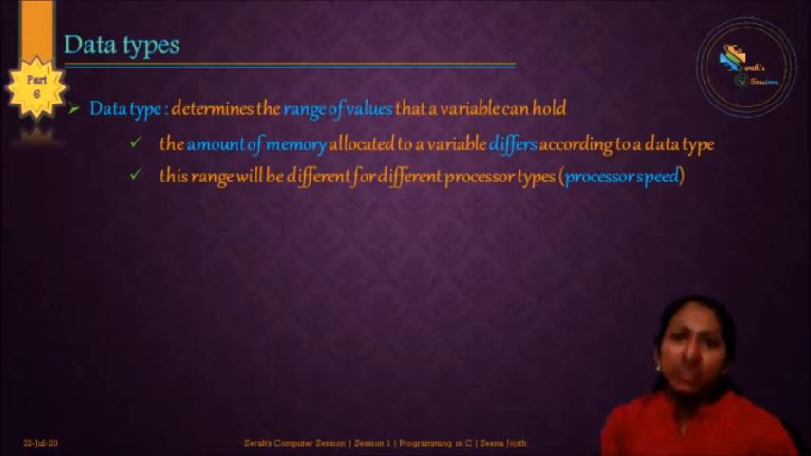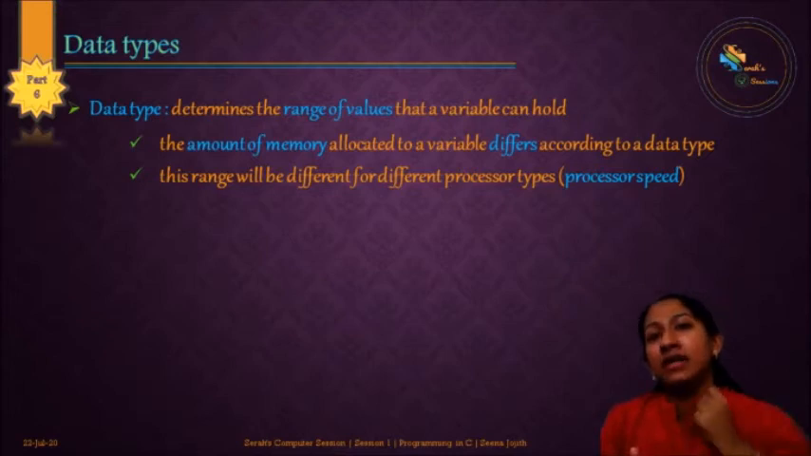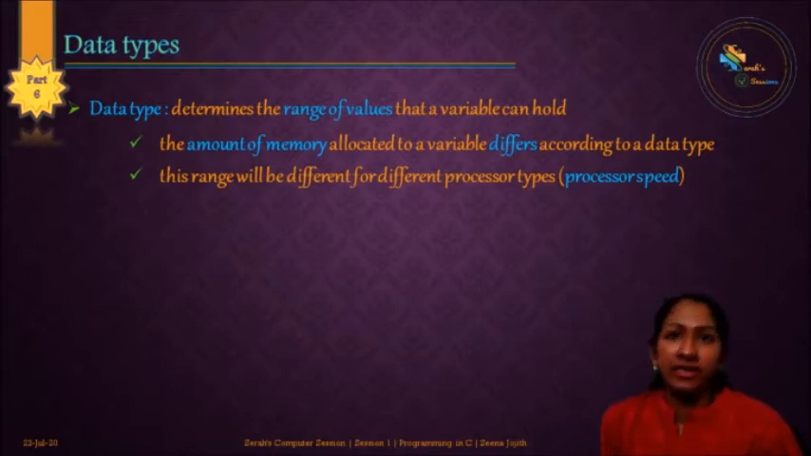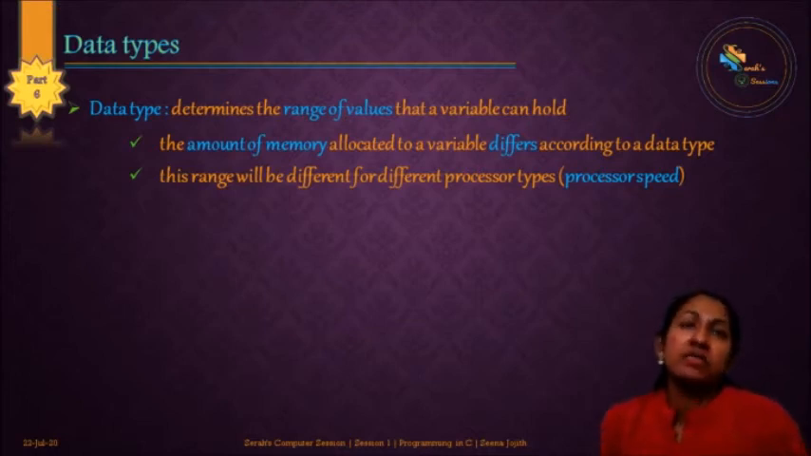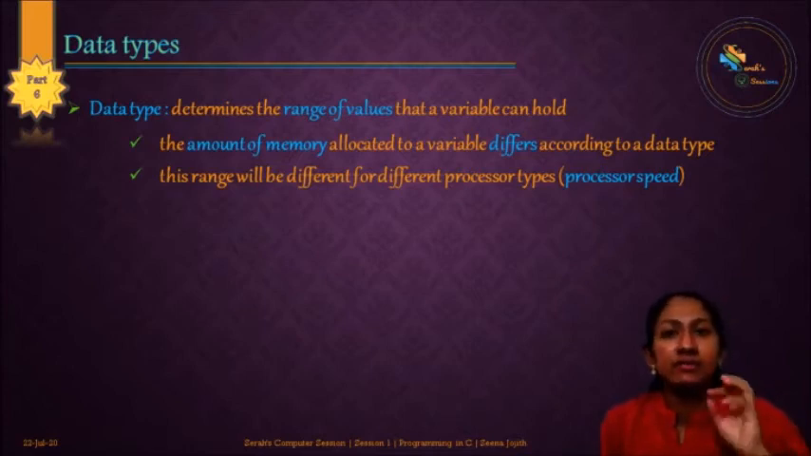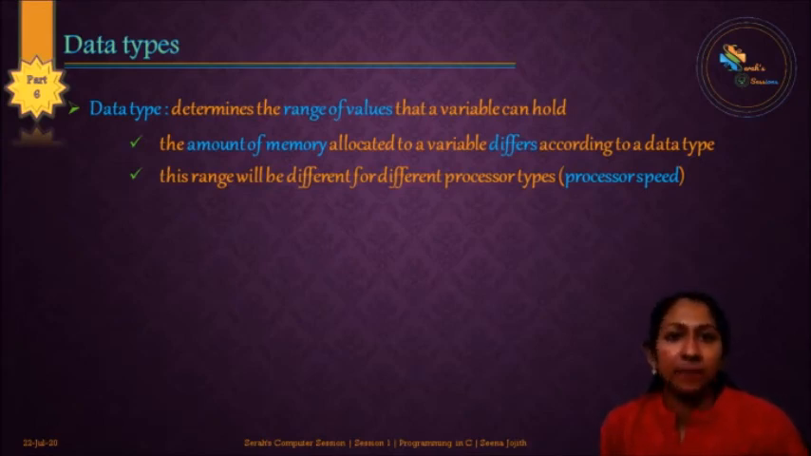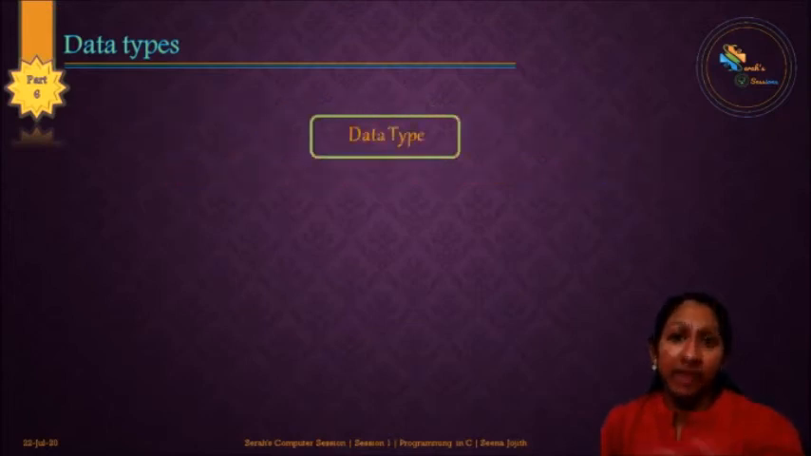So depending upon the speed of the processor, the range of values for data types can be different. Actually, the range does not really depend on the processor speed, but on a lot of factors like the operating system, the storage format of the programming environment that we are using, etc. Okay, so when we learn data types and the range of values for the data types, we usually learn them with respect to the processor type. Next, I will be mentioning what are the data types that are used in C.